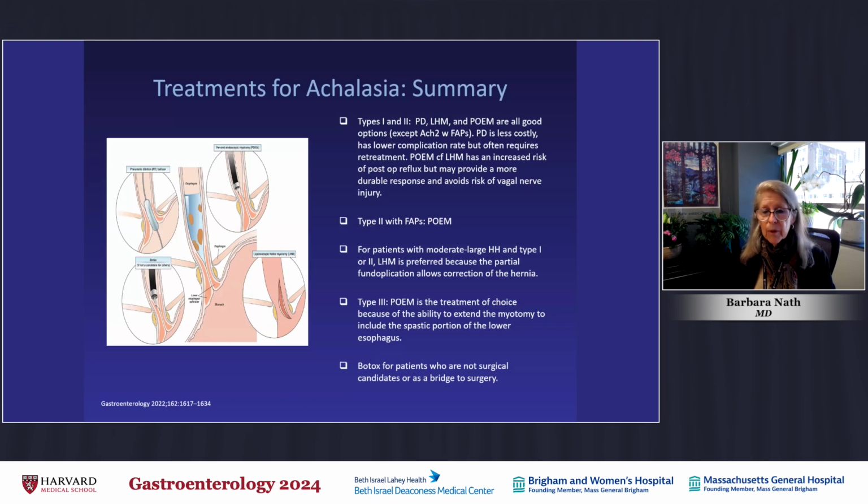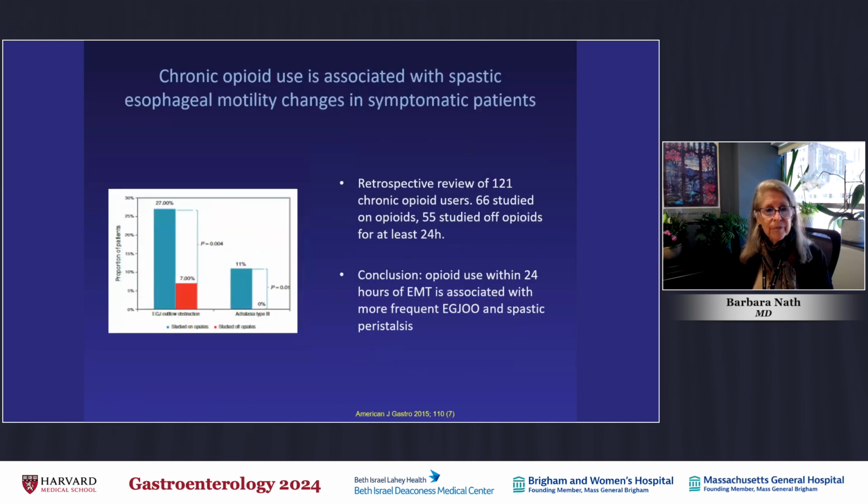For type 3, POEM is the treatment of choice, and probably the reason it's so successful is that patients get a long myotomy as opposed to what's done typically during a Heller. And so the spastic portion of the lower esophagus is included in that myotomy. And obviously, for patients who are not surgical candidates, Botox is useful.